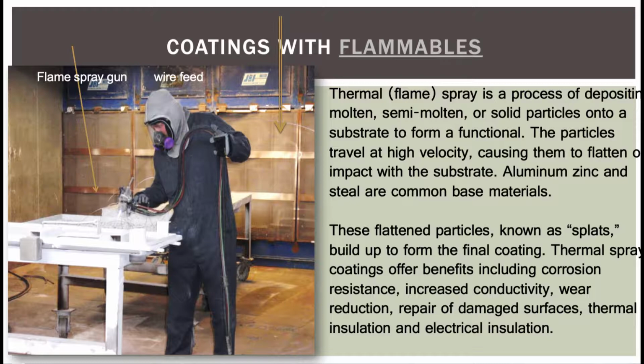And this is done before you would take a product like this and then put it in a paint booth, like to powder coat it. So you would do this first before you powder coat it. And this is another example of where flammable materials would apply. So you could see, like right here, the wire, here's the wire, and it's being fed into the gun that the worker is holding in his hand.